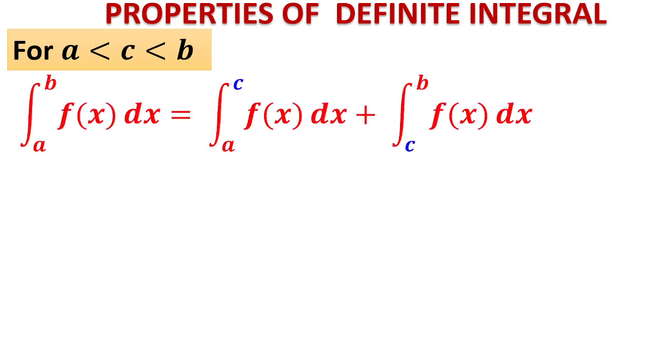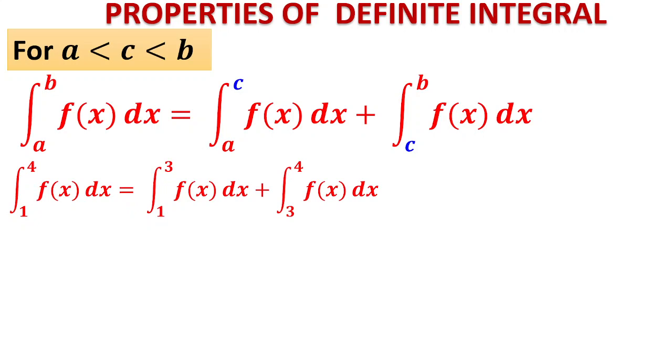Let us now take one of the properties of definite integral. Suppose you have a number c that lies between a and b. a is the lower limit and b is the upper limit. If there is any real number between a and b, we can split the integral a to b f of x dx as integral a to c f of x dx plus integral c to b f of x dx. Here we have to be very careful about two things: c lies between a and b, and the upper limit of the first should be equal to the lower limit of the second.